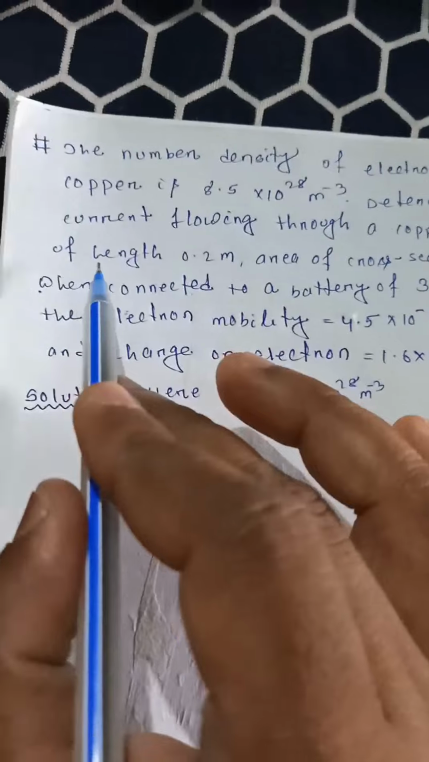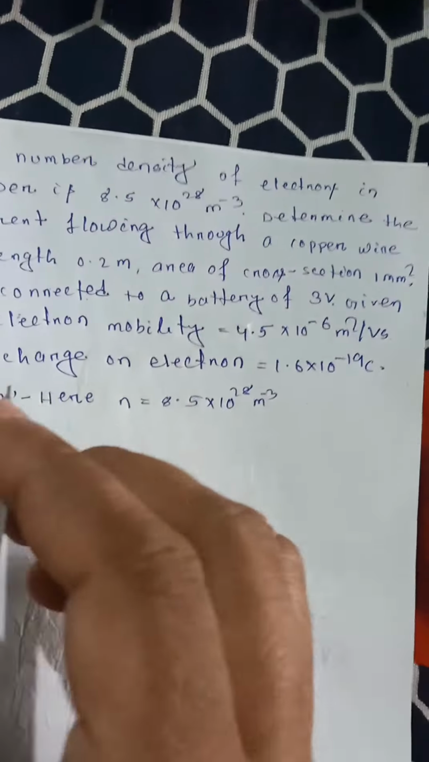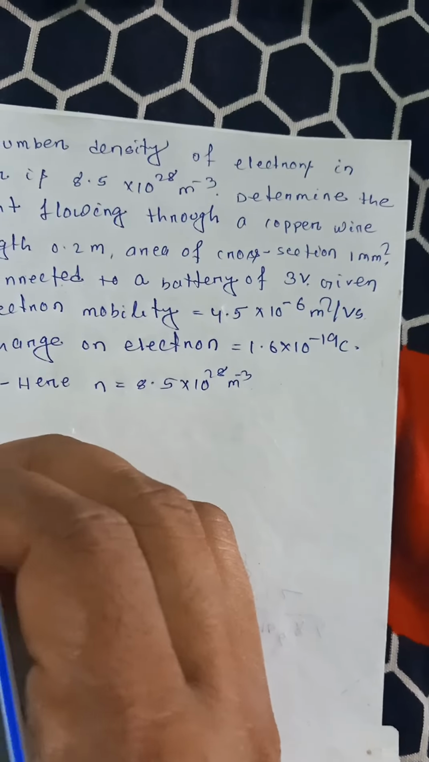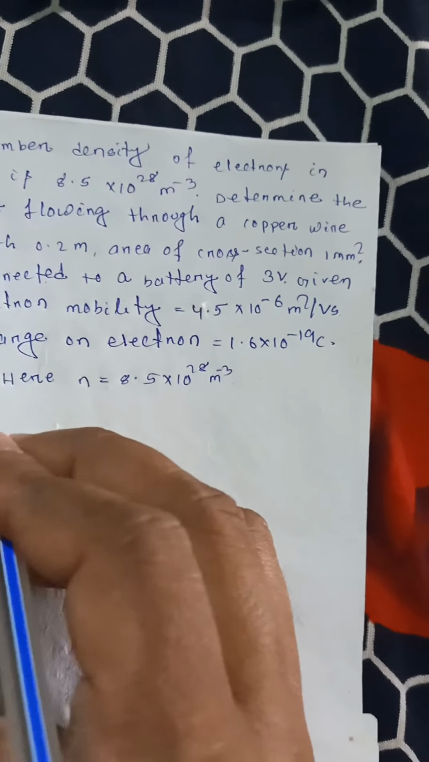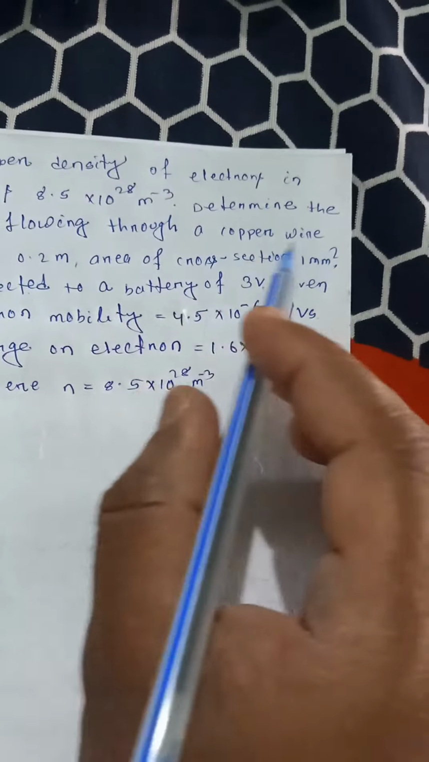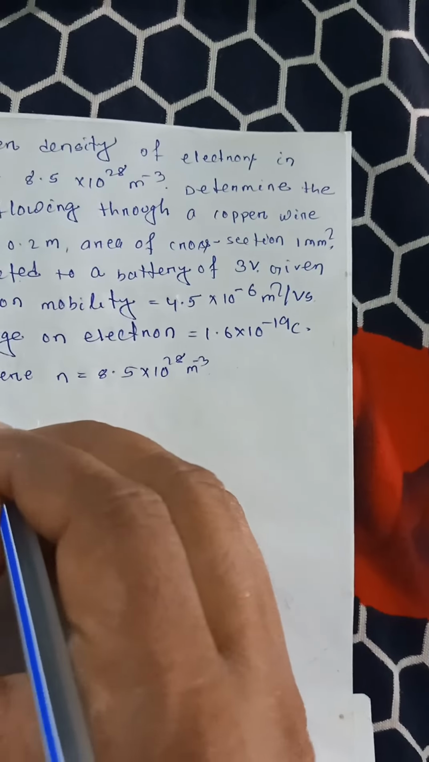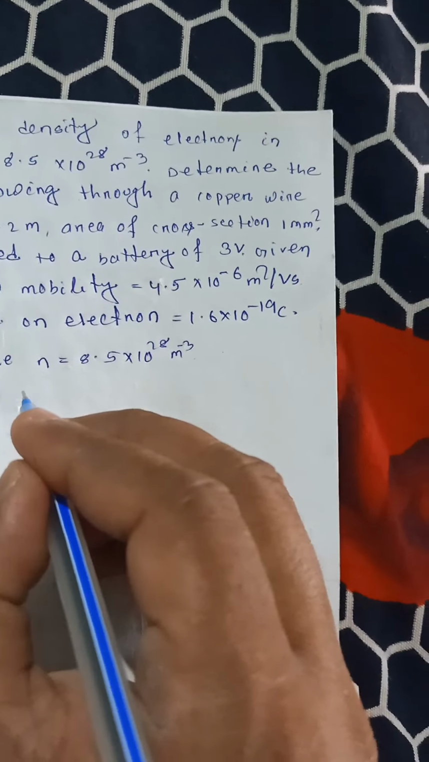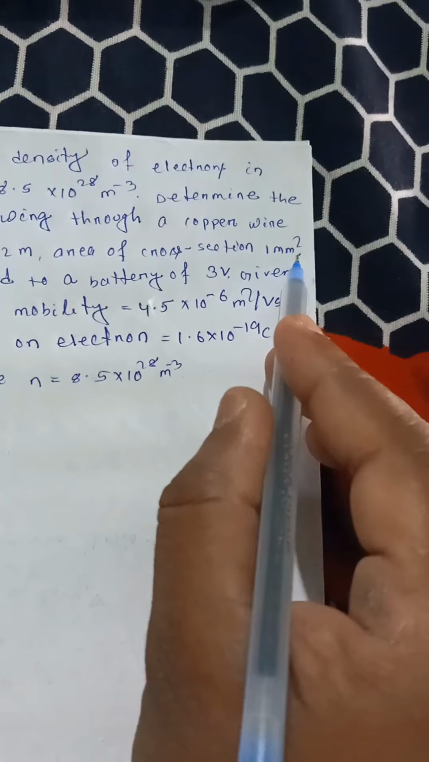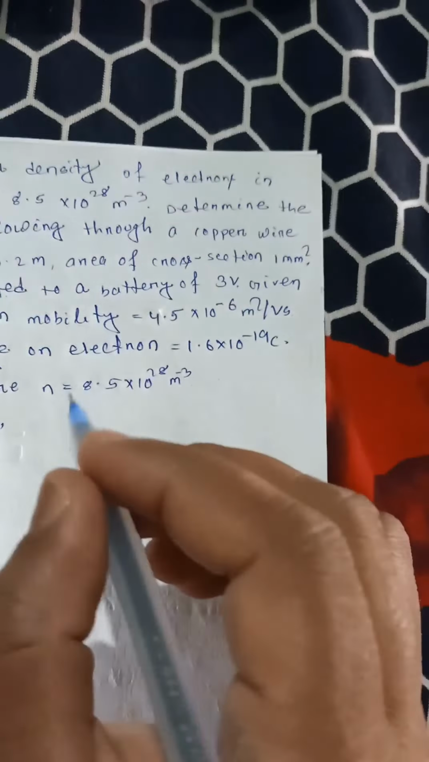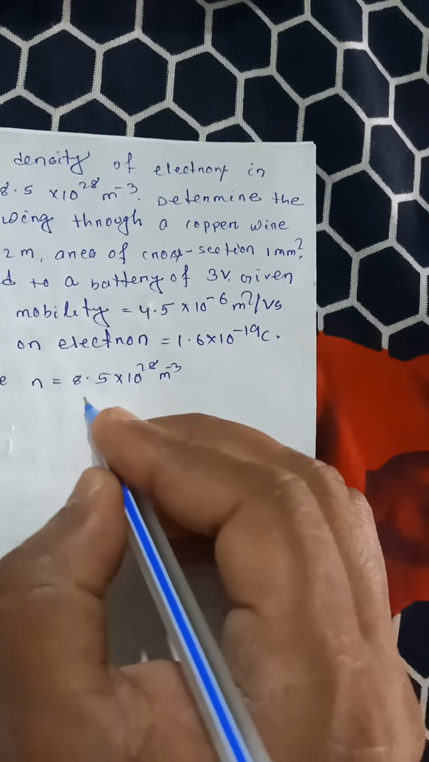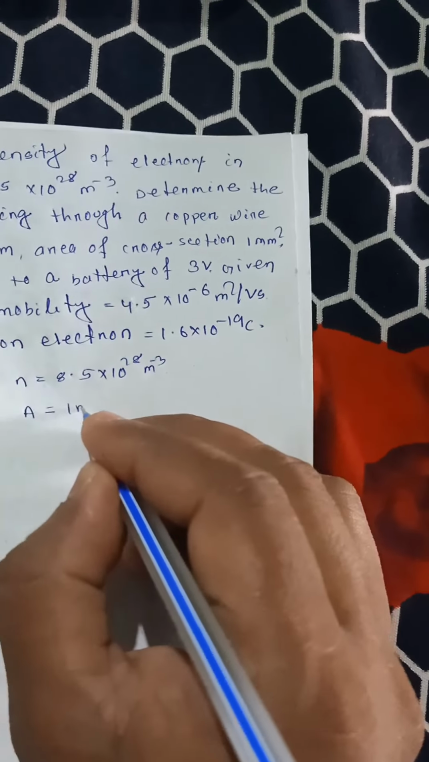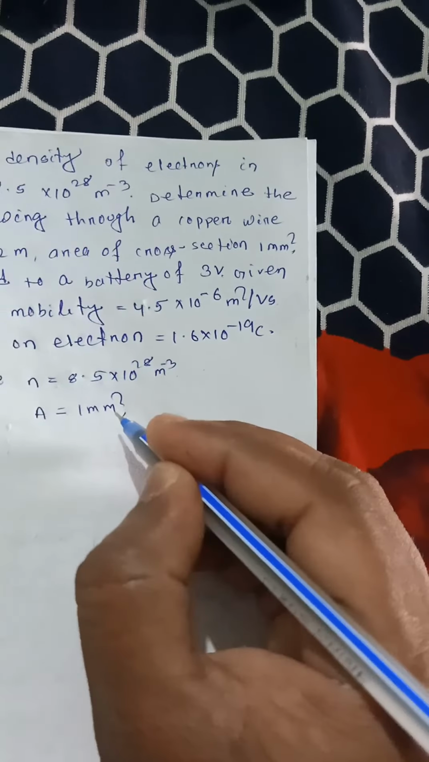Another condition is to determine the current flowing through a copper wire. That means the length is given. So L is the length of the conductor, and L is 0.2 meter. The battery voltage is given, and the area of cross section is given. A is the area of cross section, 1 mm².